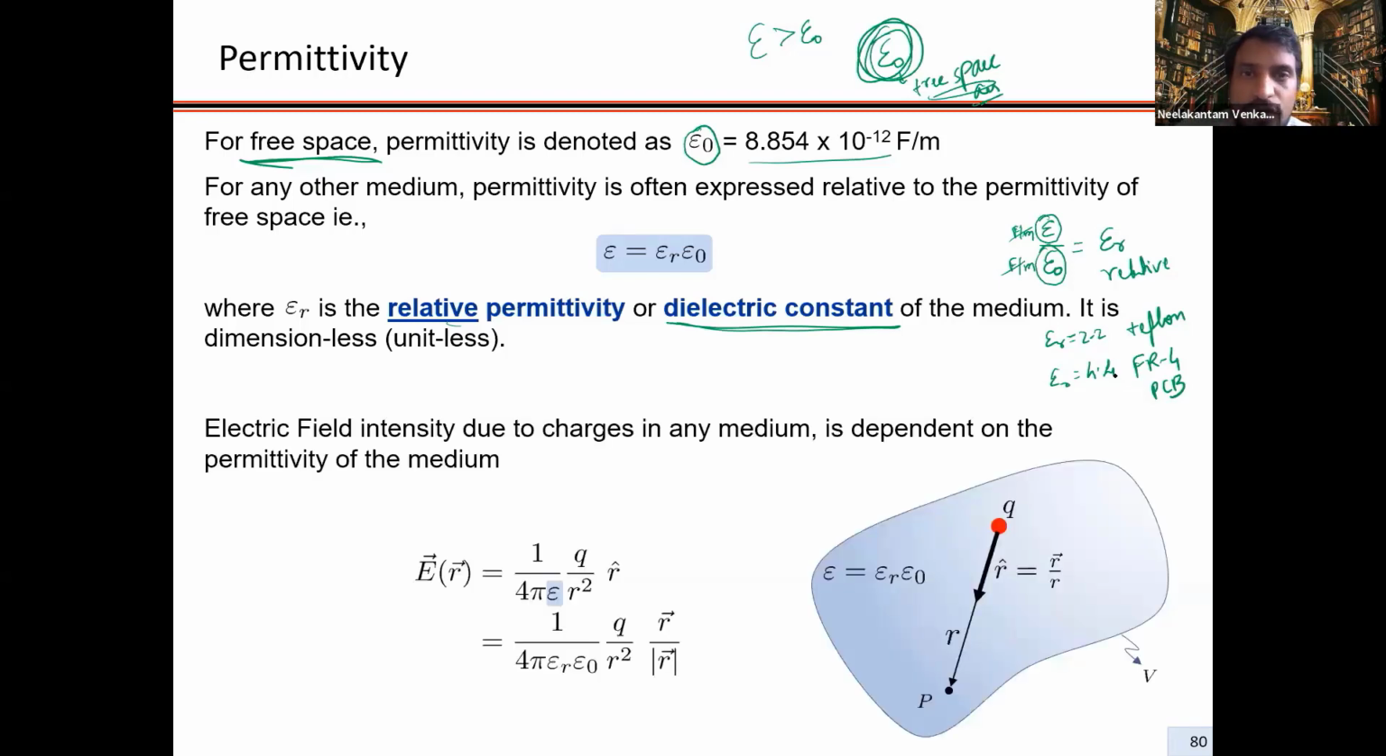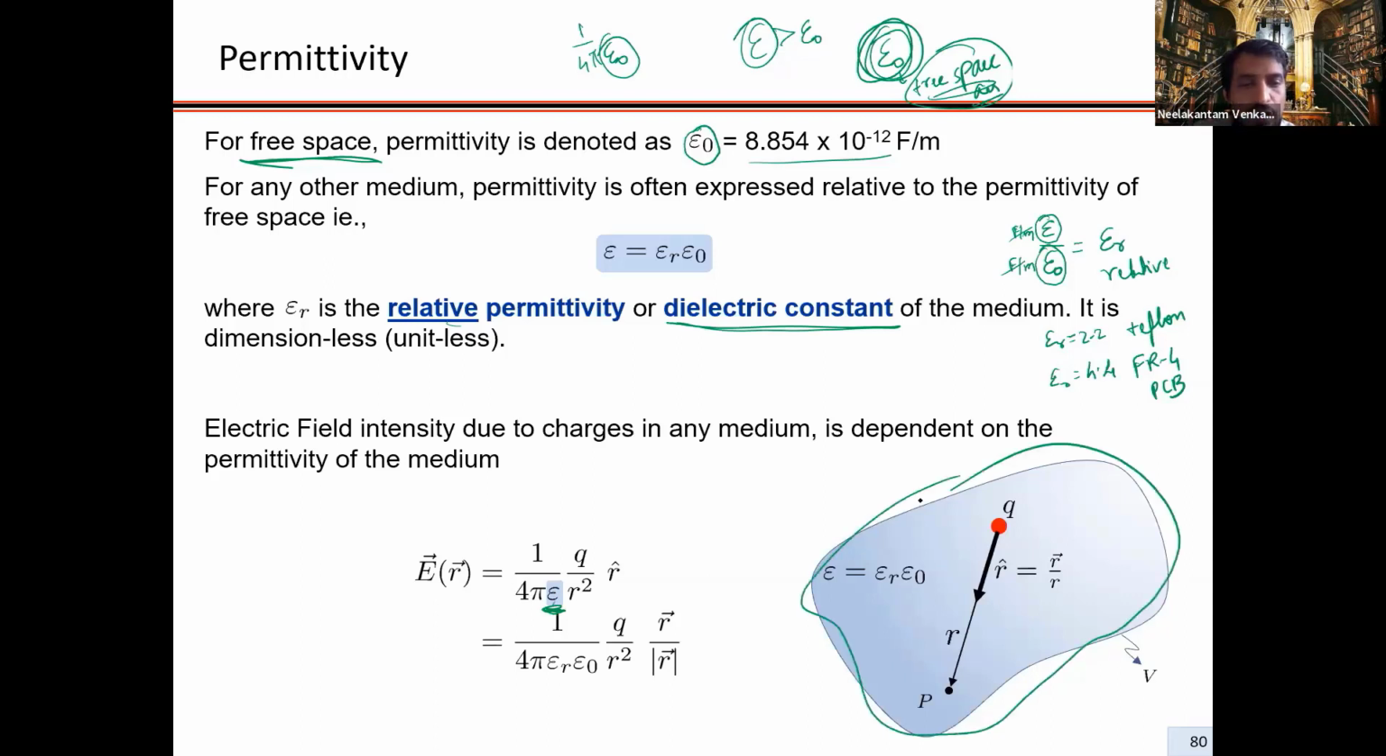And what happens if you're not looking at free space but the electric field in that material? If you were to find the electric field in that material, remember we used to have 1 over 4 pi epsilon naught. This epsilon naught is no more epsilon naught. It has to be epsilon because that is the material. If I have a certain material of a certain volume with epsilon equal to epsilon R epsilon naught, then the electric field due to this Q charge inside the material is going to be 1 over 4 pi epsilon, Q over R squared, proportional to 1 over R squared, in the R hat direction.